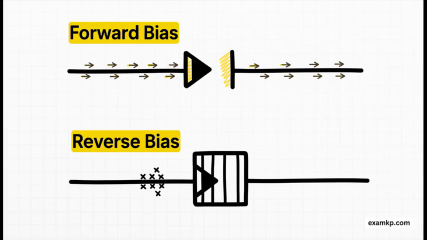This is a perfect example of choosing the best answer. You see, while it is true that a diode is a nonlinear device, that's not the main reason it's used for rectification. The fundamental reason, the core property, is that it allows current to flow easily in one direction, forward bias, and blocks it in the other direction, reverse bias. It is this one-way action that makes rectification possible.